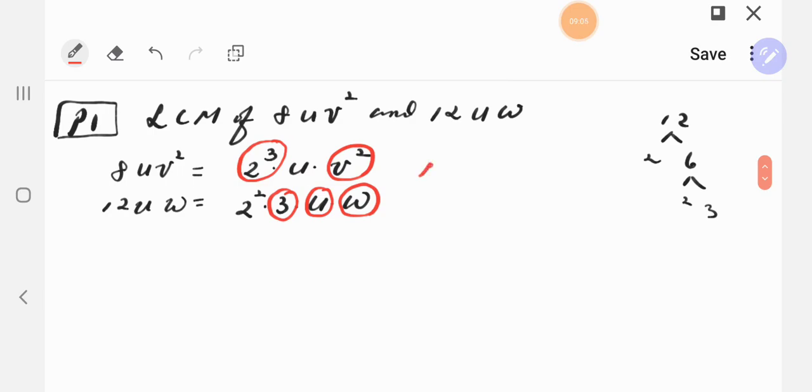So from this, the LCM is the product of all selected factors: 2 cubed times 3 times u times v squared times w. So LCM is equal to 2 cubed, which is 8, 8 times 3 is 24, u, v squared, and w. So this is the LCM.